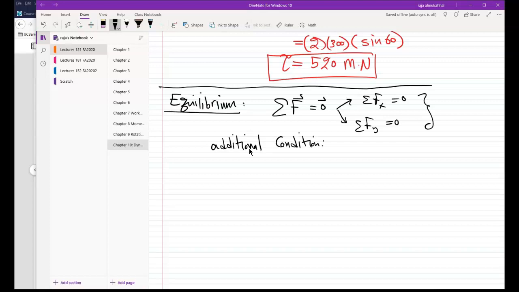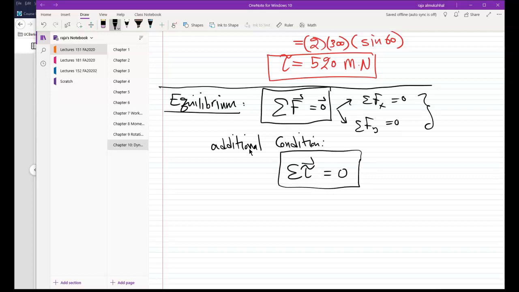And that additional condition is that the sum of the torque on an object is also equal to 0. So in other words, we have 2 conditions for equilibrium: sigma F equals 0 and sigma tau equals 0. They are both necessary conditions for equilibrium. We just didn't talk about it last time, but that's an important condition that we have to take into consideration.